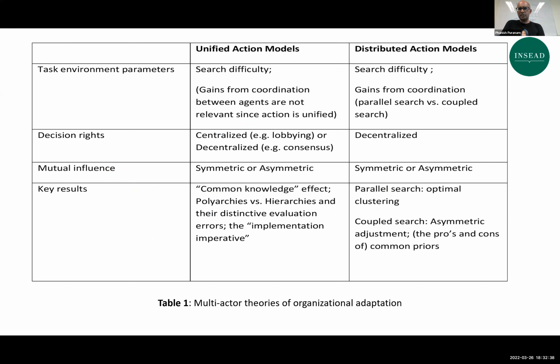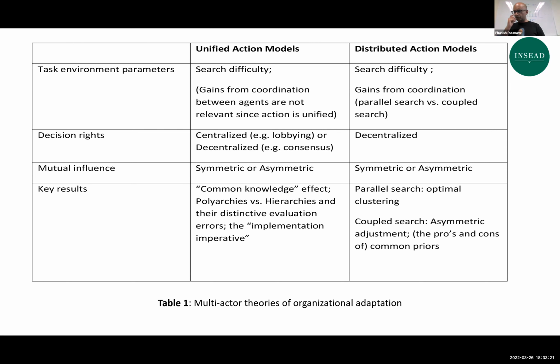So under the unified action model, the task environment parameter we really focus on is just search difficulty, right? We don't care about coordination because it's a single actor, so there is no point in studying coordination between actors. The decision rights in the group could be centralized, where everybody is lobbying one chairperson, or it could be decentralized, which could be consensus or voting or some form like that, right? The structure of influence within the group could be symmetric or asymmetric. And some of the key results we already have here. Ignore all of them because you haven't seen that literature yet. But each of these are well-known results in systems of the kind you see in the first column.